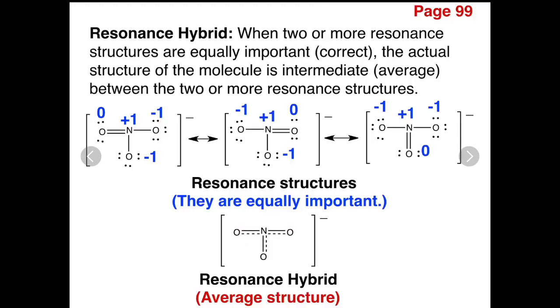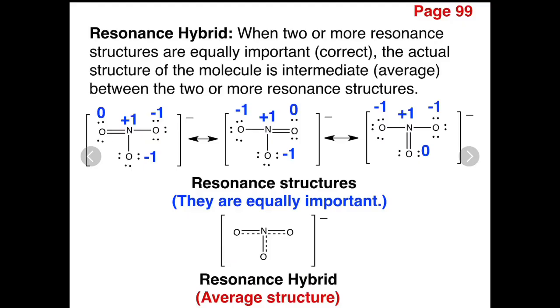Note that on the exam, if I ask you to draw the resonance structures of nitrate, you need to give me the 3 of these. Don't give me the hybrid. This average right here is called the hybrid structure. If I don't ask for the resonance hybrid, do not give me this structure.